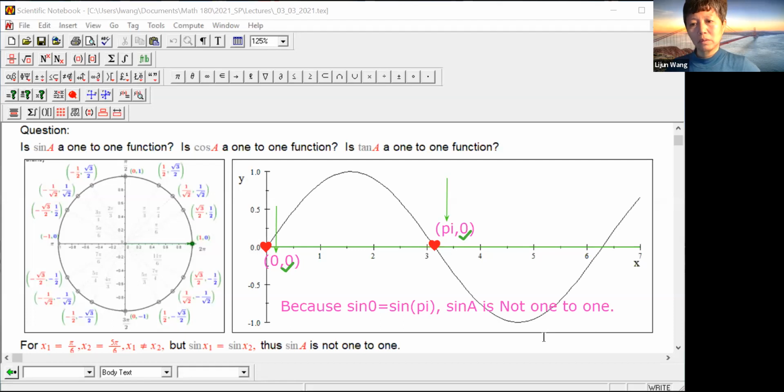Okay. Do you get it? So understanding the picture is not enough. You have to be able to verbalize it. Verbalize it.